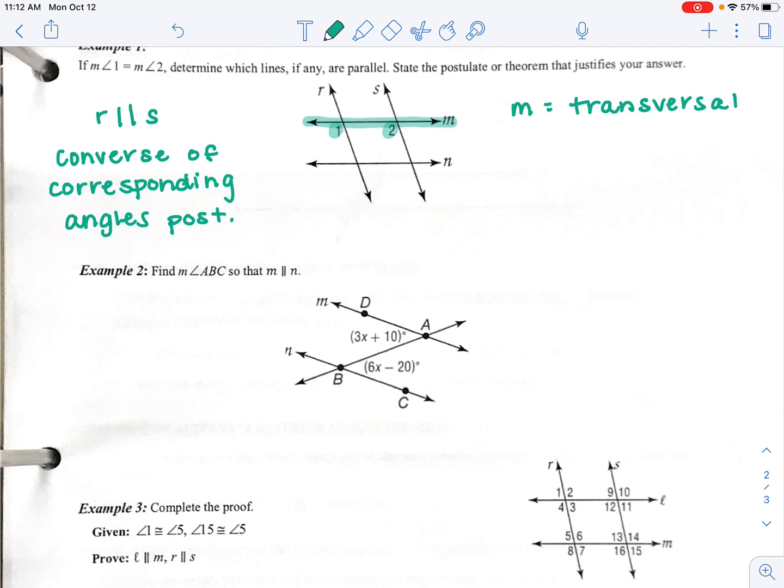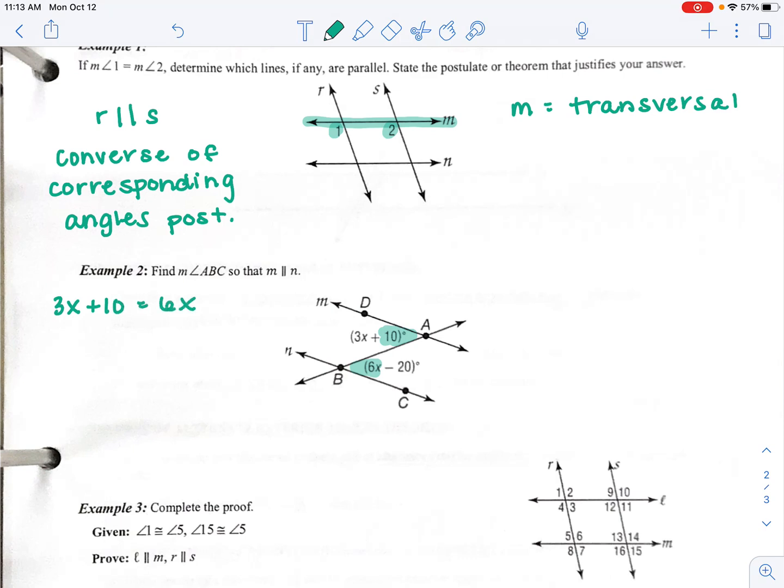Example 2, find the measurement of angle ABC so that M is parallel to N. So we have these angles here. It gives us this angle right here, that's 6x minus 20, and this one, 3x plus 10. So we have to figure out how those relate to each other. To me, they look like they're both interior angles, so they're in between N and M. They look like they're on different sides of that transversal, so I'm thinking those are alternate interior angles. And remember, alternate interior angles are equal, so I would set those equal to each other.